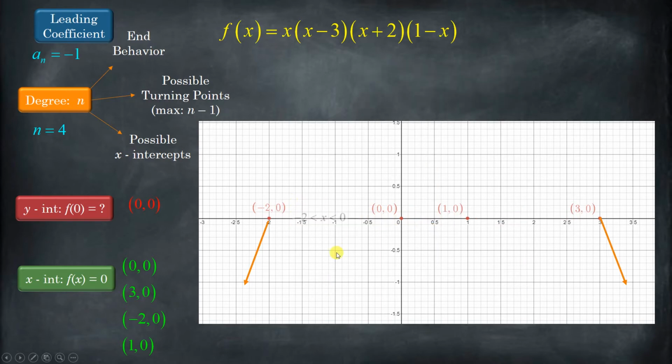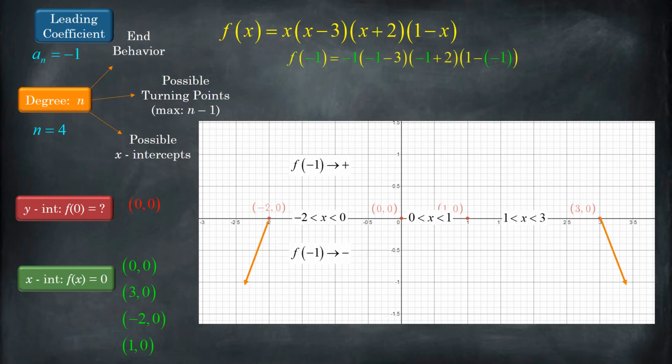To do that, all we're going to do is pick a number as an input for x between negative 2 and 0. If, say, for example, we pick negative 1, and we plug negative 1 in, and the output's a positive number, that tells us that the graph is going to be going up. If we plug in negative 1 and we get that the output is a negative number, then it's going to be going down. Same thing we're going to do between 0 and 1 and between 1 and 3.